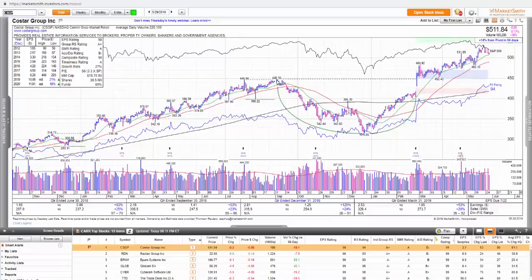We've got a big cup, which never performed a handle, but which did break out on the 27th of February of this year at a price of around, well, this is a very high price stock, isn't it? At a price around 450. And it went from 450 all the way to a peak of about 530 before pulling back a little bit.